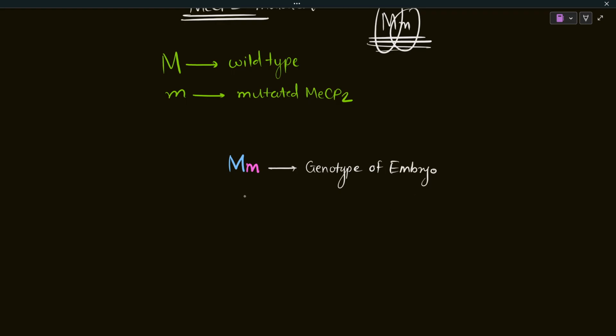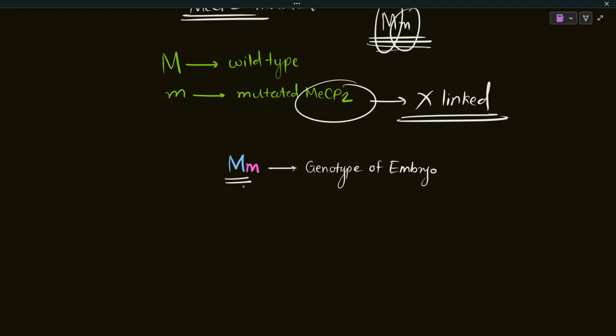Now the X chromosome. MECP2 is present on the X chromosome. It is an X-linked gene, and that is why X inactivation is going to result in Rett syndrome. If the X chromosome on which the wild type copy is present gets inactivated, the embryo will only be producing the mutated MECP2, and that is why it will develop Rett syndrome.